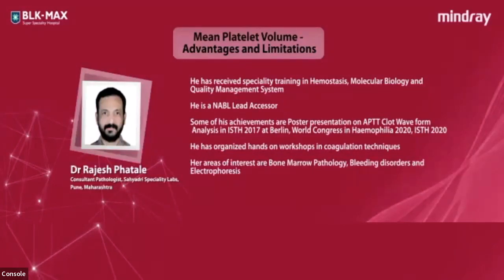Good afternoon, and it gives me a lot of pleasure to present our colleague from Pune, Dr. Rajesh, who has received his training in hemostasis, molecular biology, and quality management. He is an assessor also, being a good hematopathologist, and has been trained by a lot of workshops in coagulation and has a lot of interest in bone marrow, bleeding disorders, and electrophoresis, a wide spectrum of working culture. But Rajesh, we look forward to listening to you on mean platelet volume. A lot of discussion has already happened, advantages and limitations.